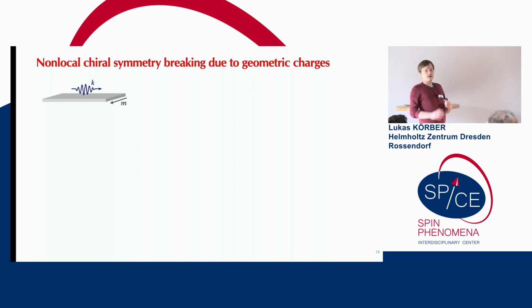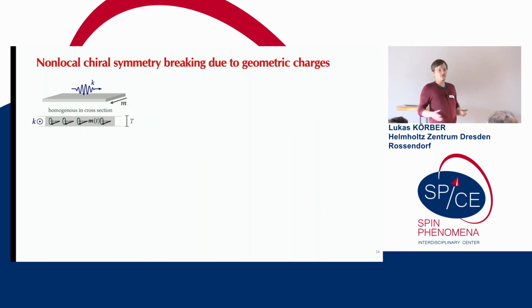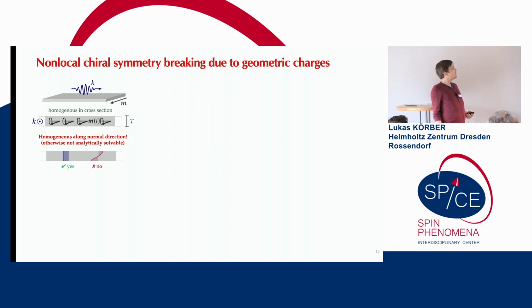But for that, let's start again with the very simple case of a flat waveguide. So let's consider just a rectangular waveguide, which is transversely magnetized, and spin waves propagating along this waveguide. For simplicity, we consider all the dynamics to be homogeneous within the cross-section, so in phase. And specifically, we also do not allow for any variation of the dynamics along the normal direction of this waveguide, because otherwise analytical theories will not be solvable.